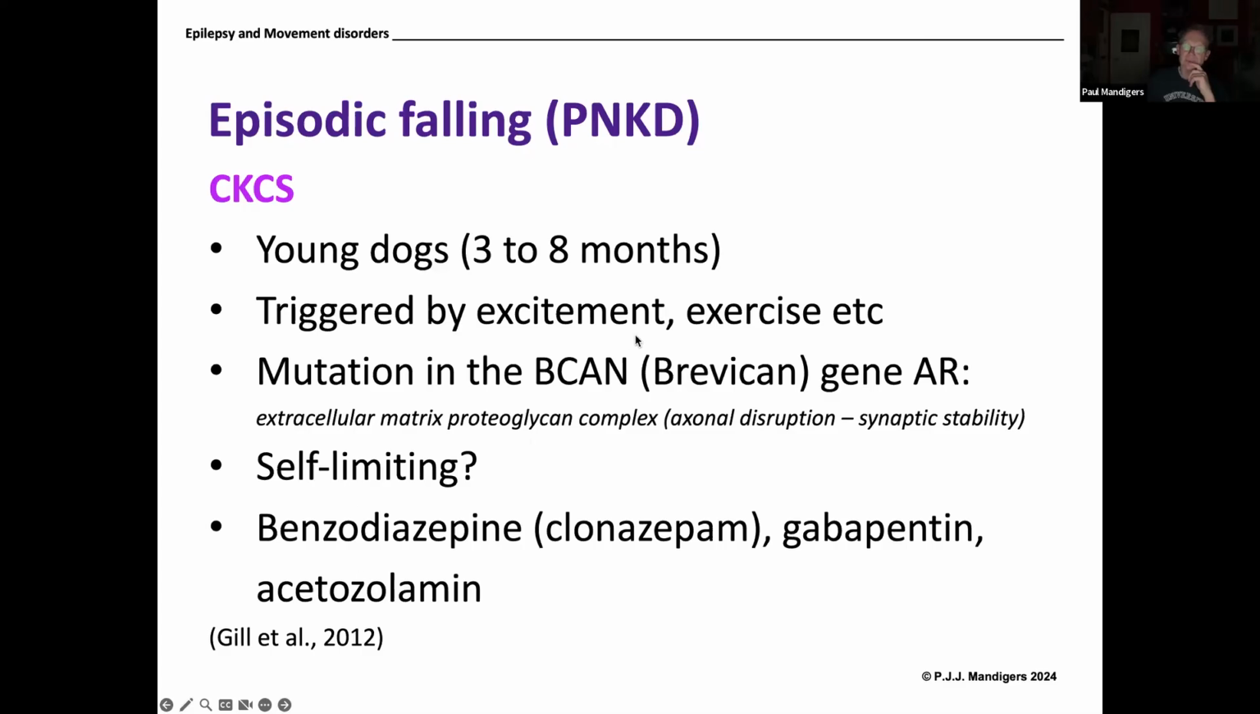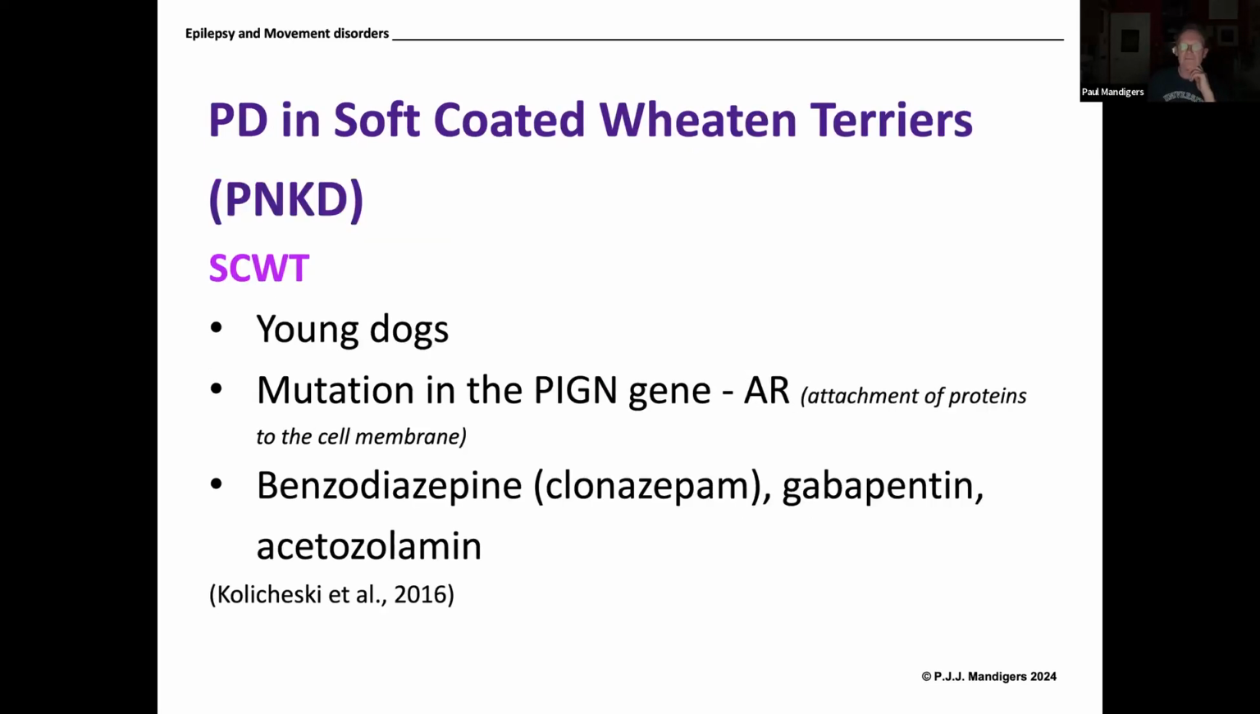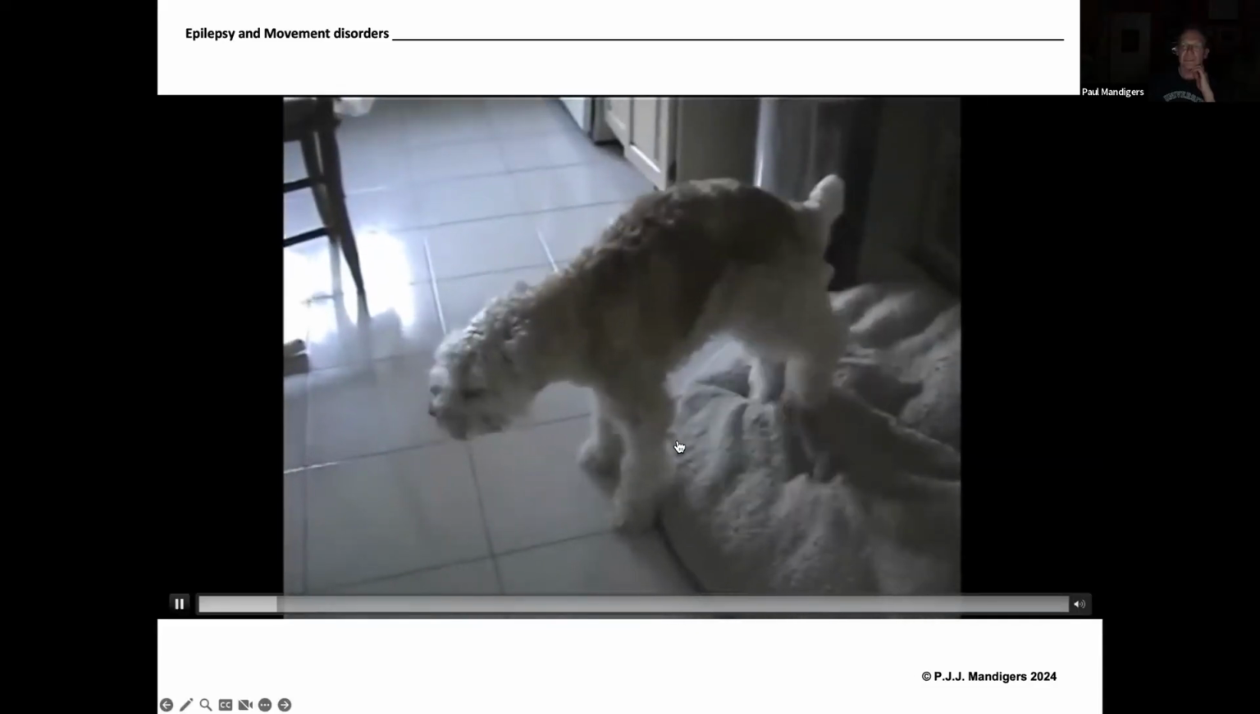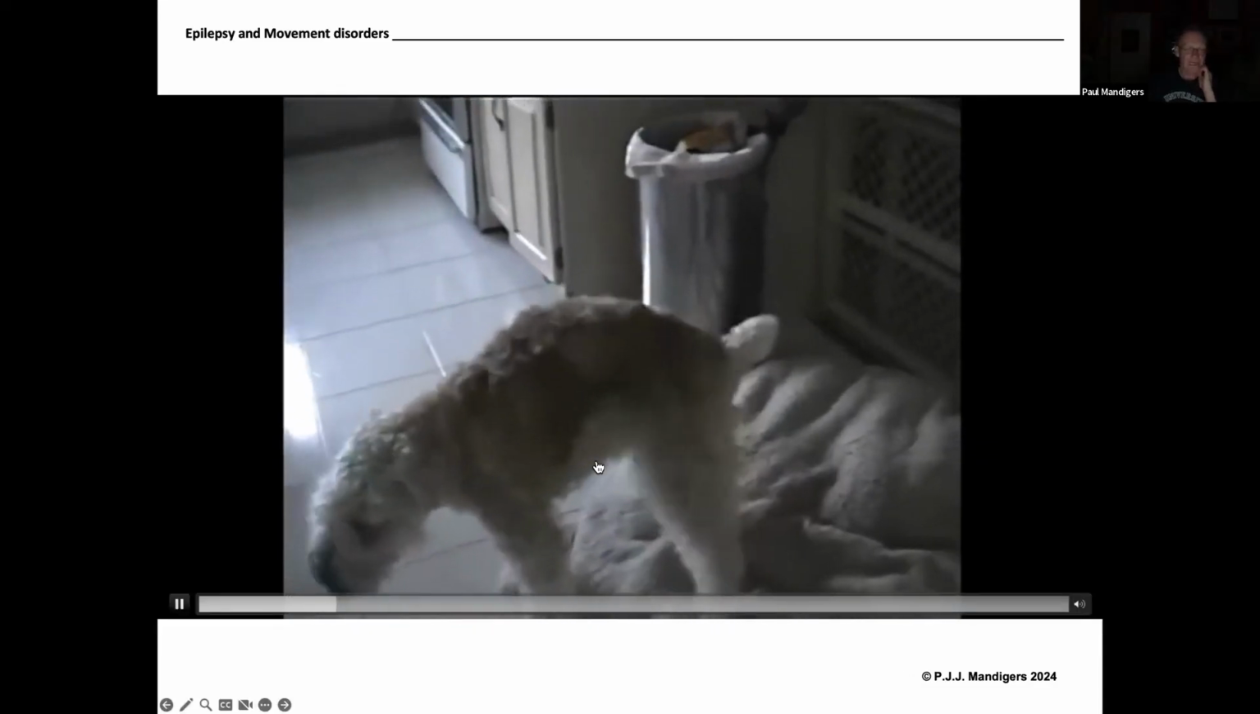And I always say to the owners, if there's a trigger and you can avoid the trigger, that's the best treatment you can do. So for instance, if you have a Cavalier with this disorder and it's there when they are throwing a ball, don't throw the ball. That's the most simple treatment there is. Now, another one is, for instance, this one.